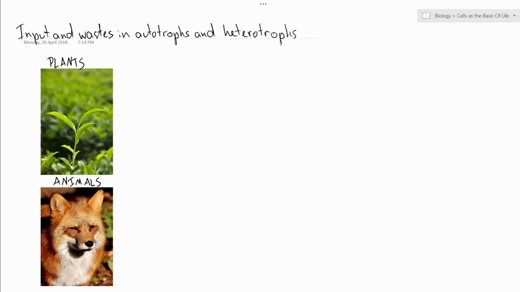In this tutorial we're going to have a look at some of the key input, or input required, molecules and waste molecules, or waste matter, in autotrophs and heterotrophs. So we're going to do a generic comparison between plants and animals. Not all of these will apply to every plant, and not all of these will apply to every animal, obviously, but this is just going to be a generic comparison between the two.